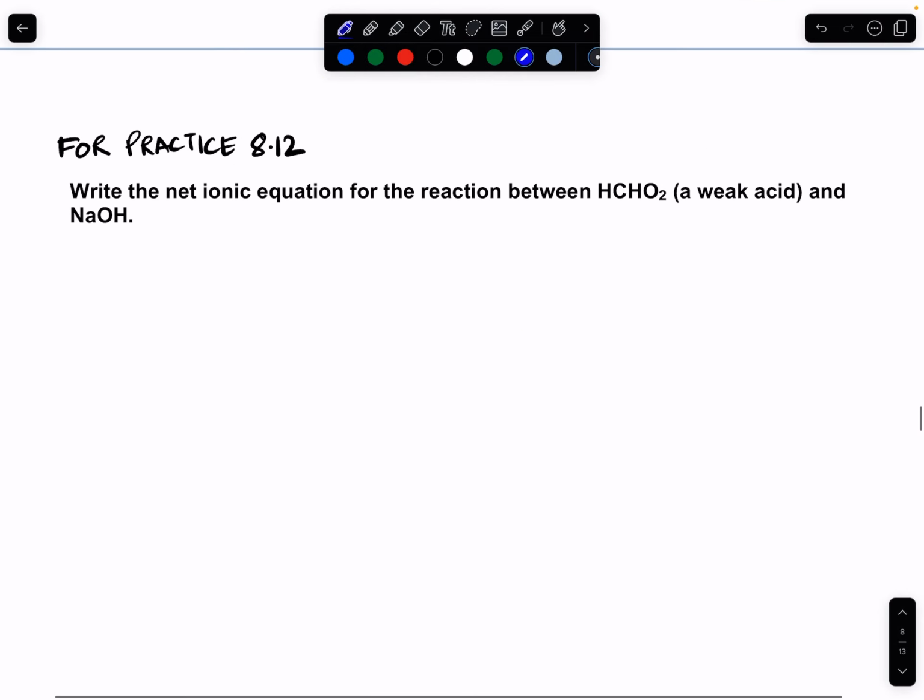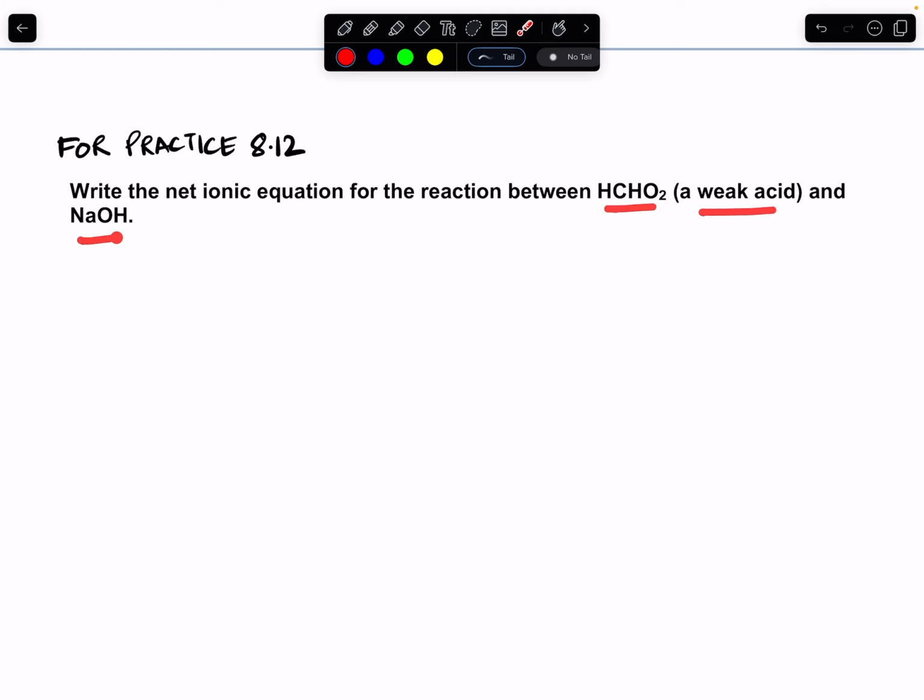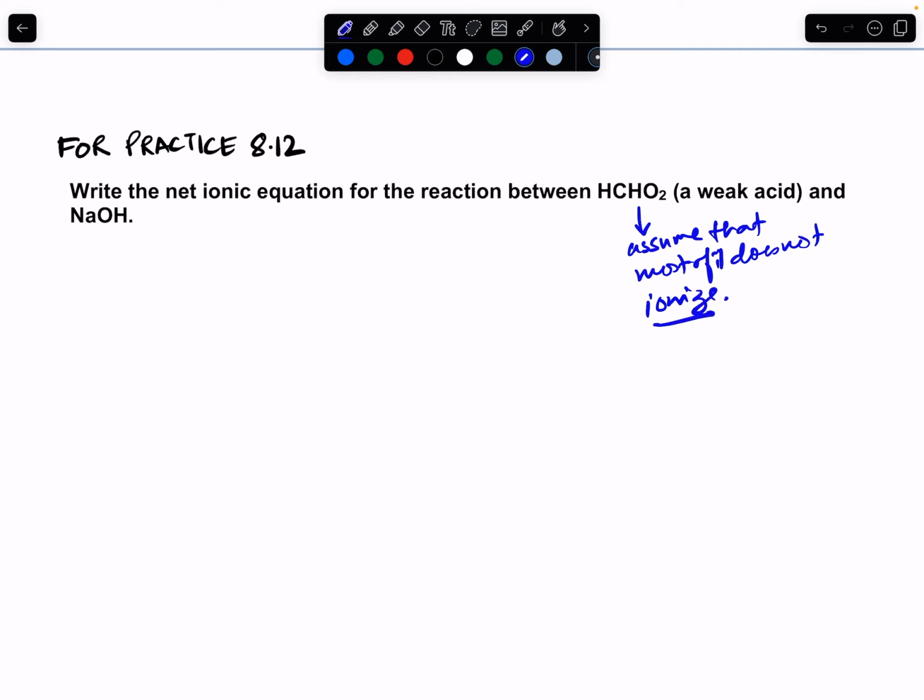This problem actually asks you to write a net ionic equation for the reaction between this compound, which is a weak acid, and NaOH. So now, since this is a weak acid, it's still going to be an acid-base reaction, but you have to assume that most of it does not ionize, which means that when you write out the equation, so let's go ahead and write out the equation, then we'll show you what that means.